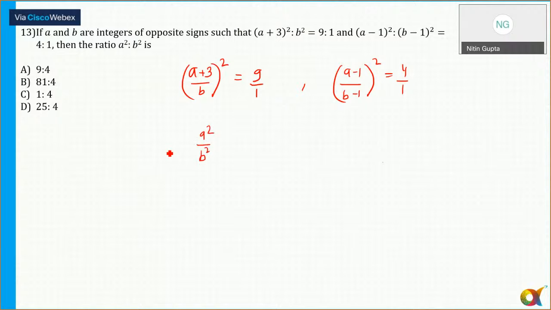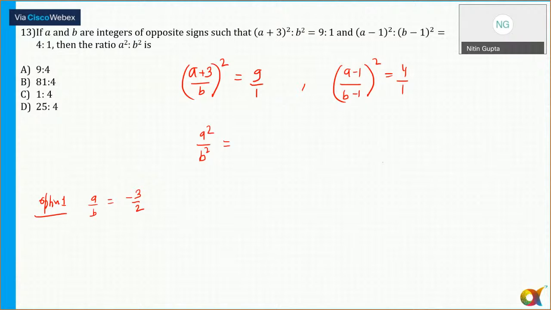So what I have done is, why waste so much time in solving? Let's go by the options. It says a and b are of opposite sign, so I started with option 1. Option 1 says a square by b square is 9 by 4. So what is the value of a by b? That is equal to 3 by 2, or I say minus 3 by 2. Why am I taking minus 3 by 2? Because the signs are different. So the ratio of a to b has to be negative.